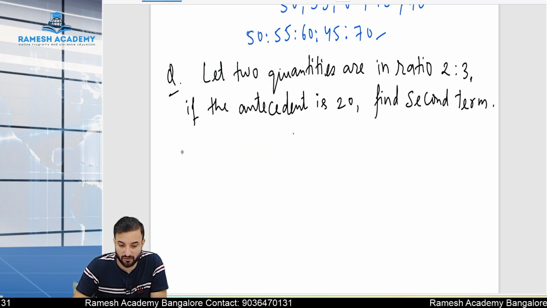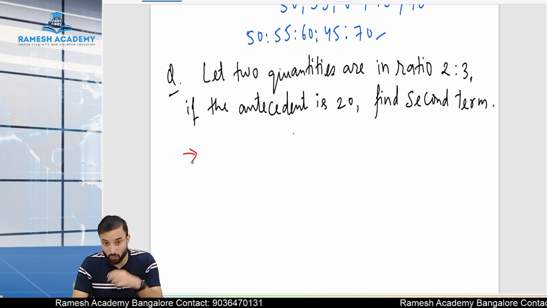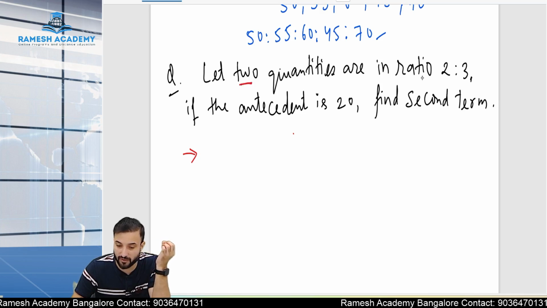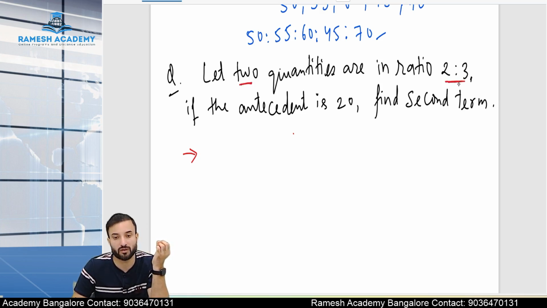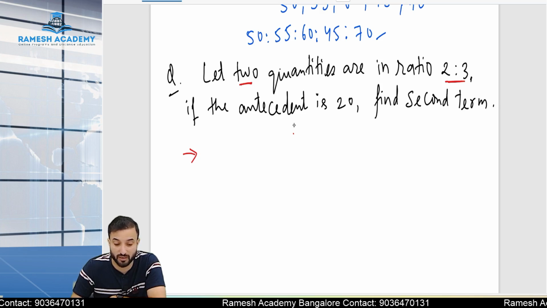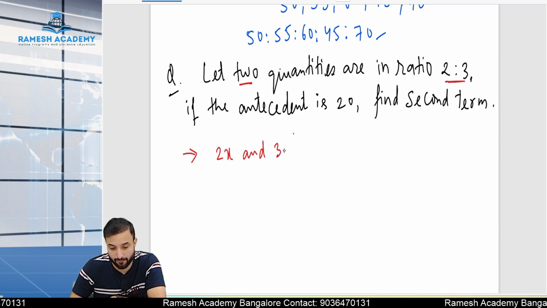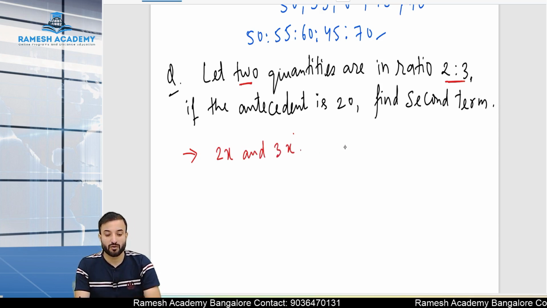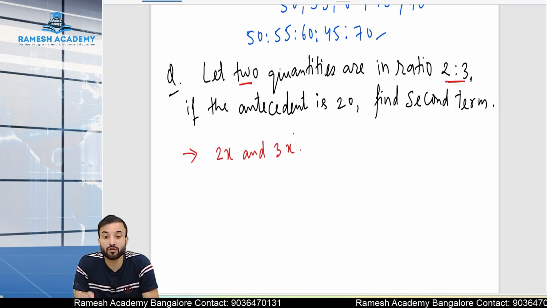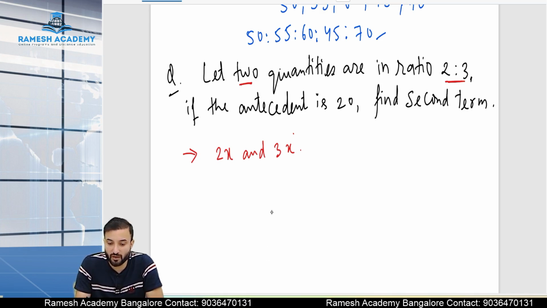What we have to do, guys, see, very simple thing what I want to teach you here is, if they give two quantities in the ratio 2 is to 3, what we will do is write the two quantities as 2x and 3x. Okay, so this is the thing. This thing I want to teach you here.